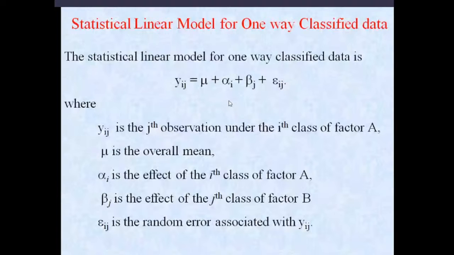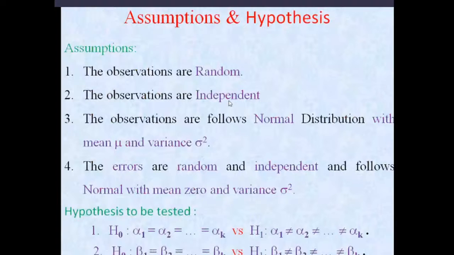So these are the assumptions. Observations are random, independent, normal distribution with mean mu and variance sigma square, and errors also follow normal with mean 0 and variance sigma square. The hypotheses that we are testing are two. We are dividing the data row wise and also column wise. So row effects are zeros and column effects are also zeros. That means, due to factor A the effect is 0, or due to factor B the effects are zeros or not. That's what we are going to test.